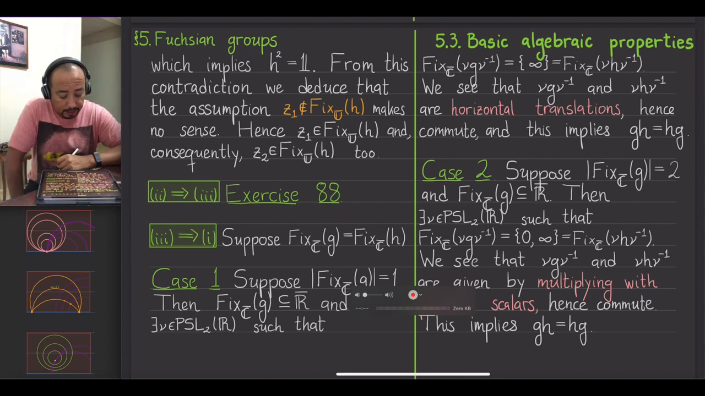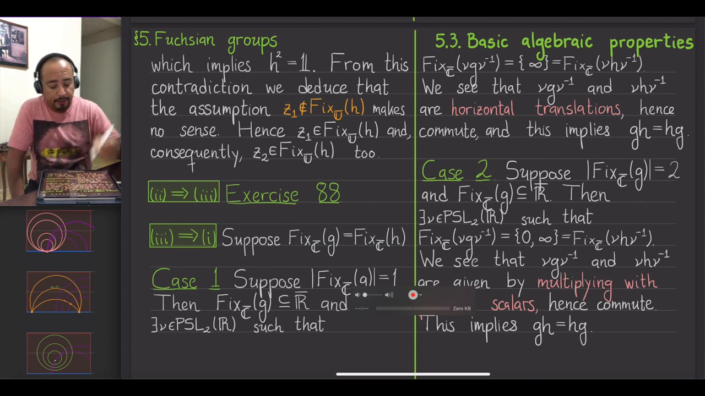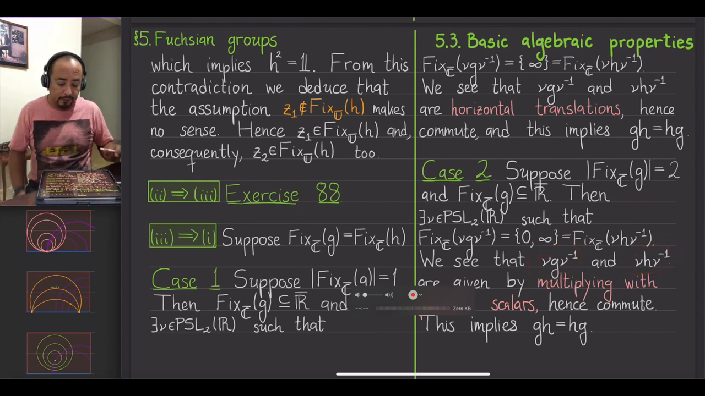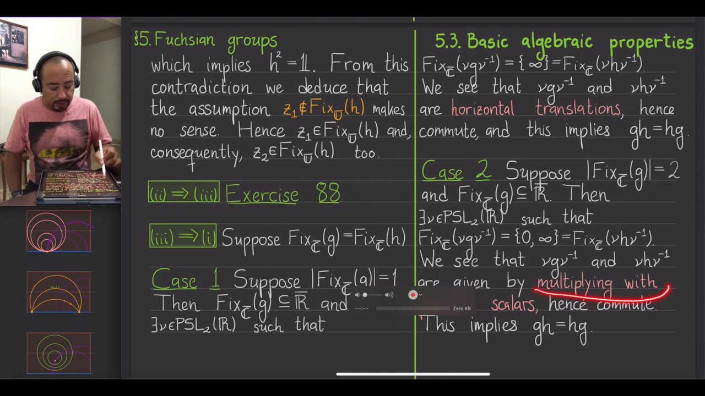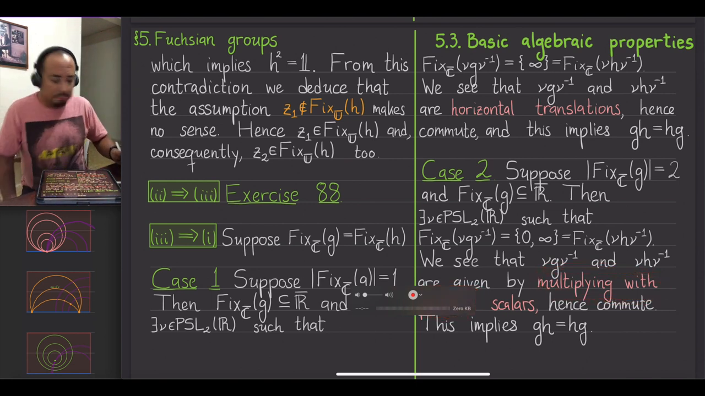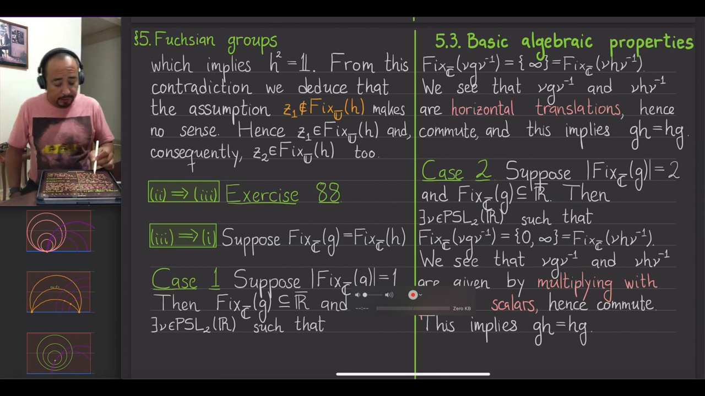And then here again, what we really used was that both of them are given by multiplying by non-zero complex numbers. We didn't really need those numbers to be positive real numbers. This is something that is not playing a role now, but will play a role later.